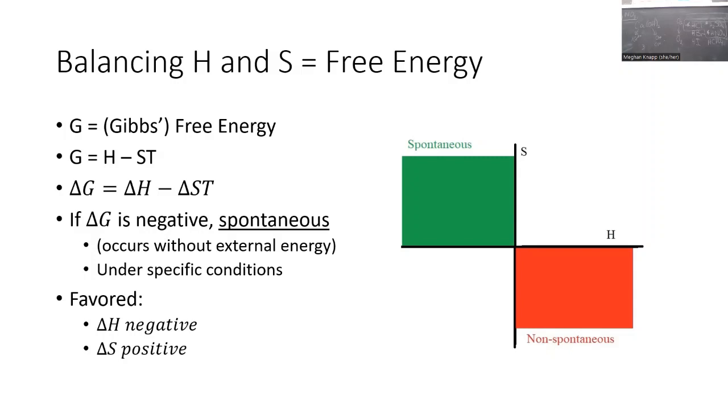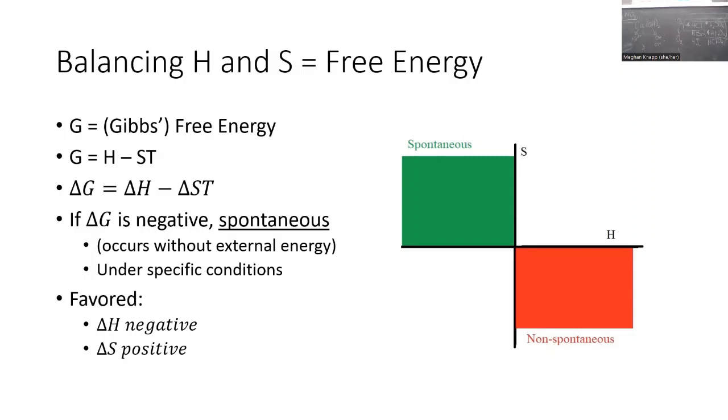Okay, so technically, the definition of spontaneity is it occurs without external energy, but we said the energy of the universe is constant, so we can't put in external energy. And it does refer to specific conditions, like what's the vapor pressure, what's the temperature, that kind of thing.